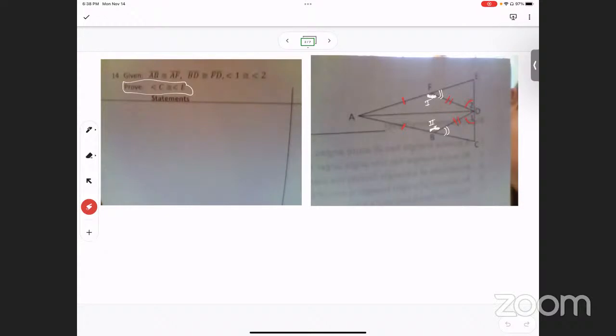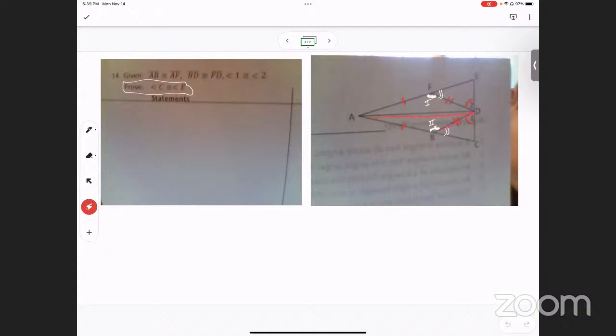But now that we have that angle, what can I use to show that these two triangles are equal to each other? We could use ASA. Angle, side, angle, exactly. And since we have angle, side, angle to show that these two triangles are congruent, now we can use CPCTC to show that this angle is equal to that angle. Okay. Make sense?